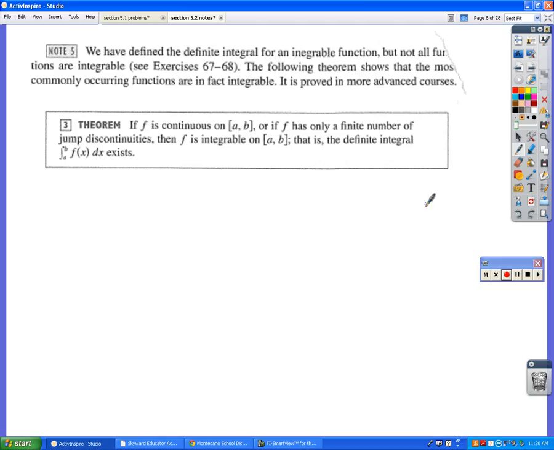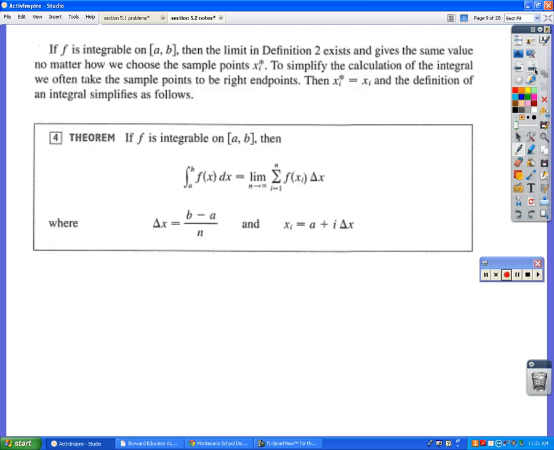So for us to be able to do this, we need to have a continuous function, all right? Okay, so now we are done with that, and then we have a little theorem here. You don't really need to write this down, that's not that important. We're not going to use this that much, okay?